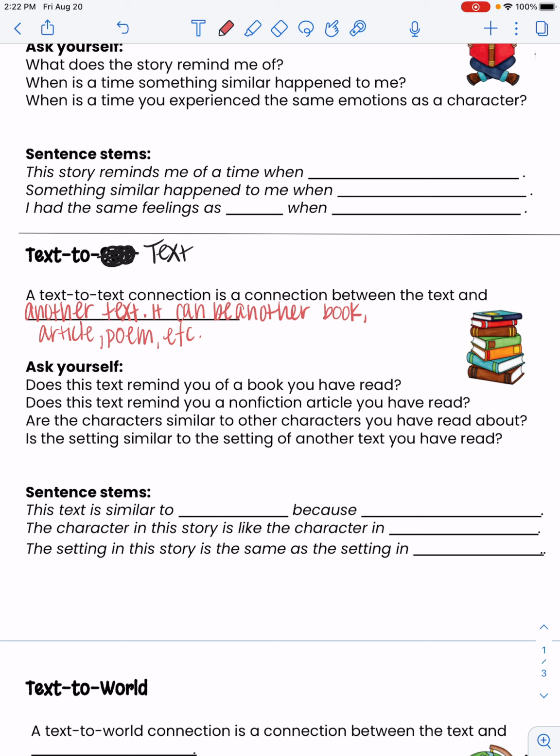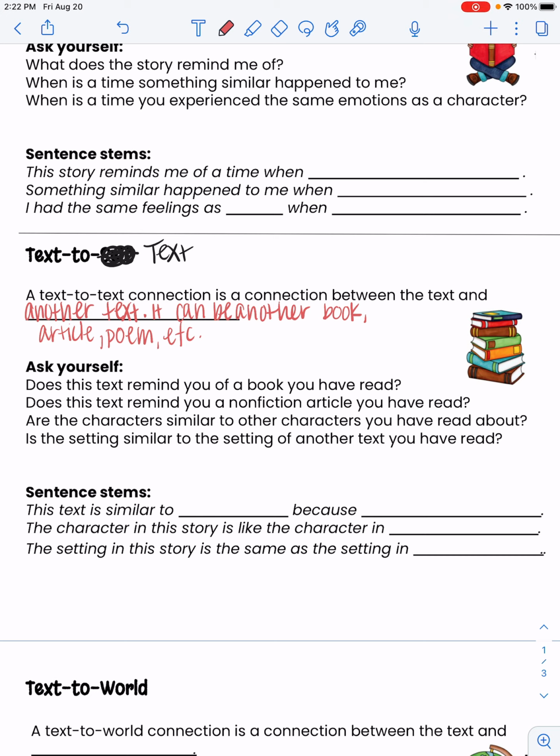So we need to ask ourselves, when we're trying to make this type of connection, does this text remind you of a book you have read? Does this text remind you of a nonfiction article you have read? Are the characters similar to other characters you have read about? And is the setting similar to the setting of another text you have read?